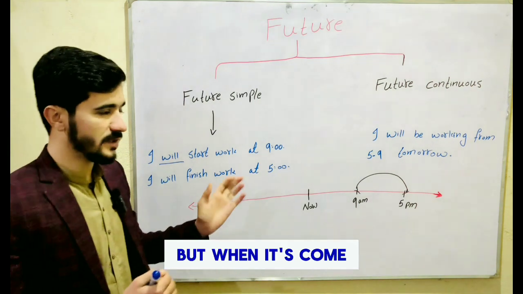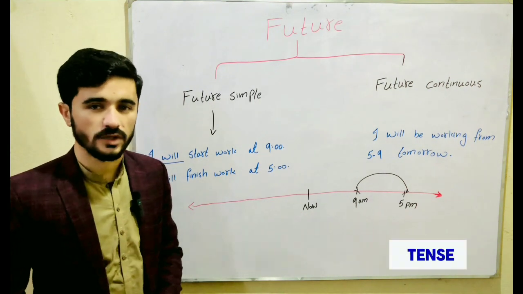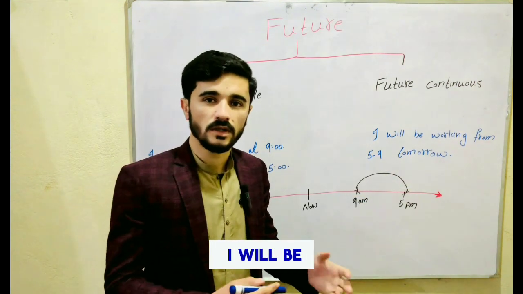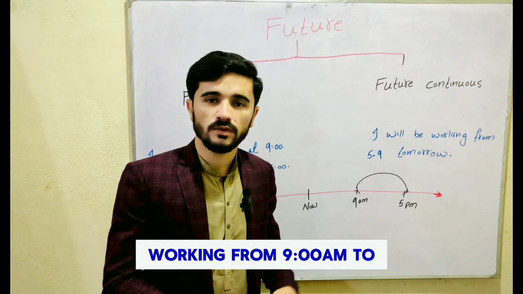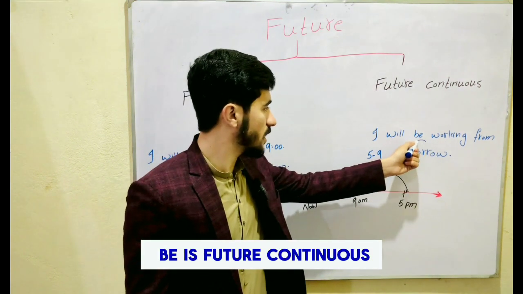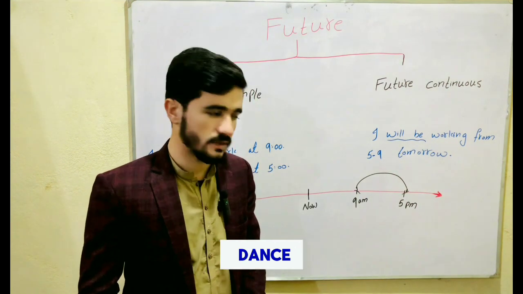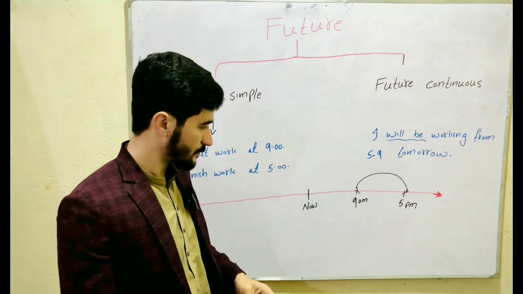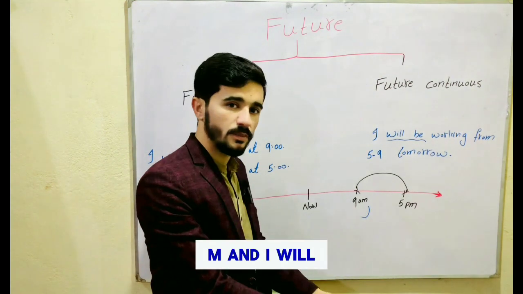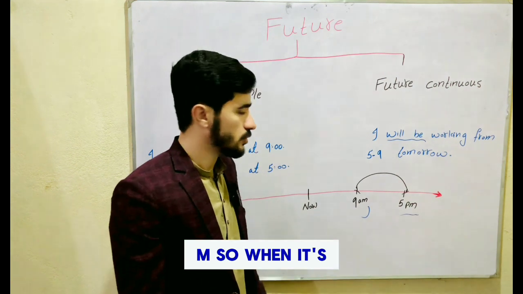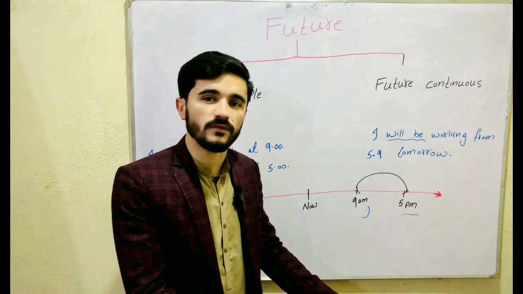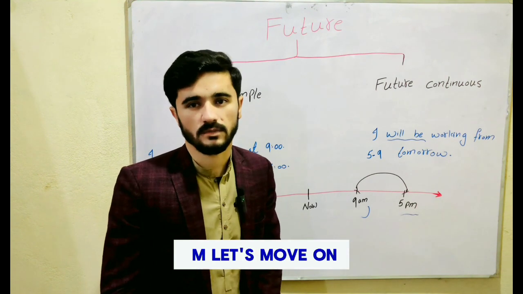But when it comes to the future continuous tense, how can we use it? We can say, "I will be working from 9 a.m. to 5 p.m. tomorrow." I will be working is future continuous tense. For example, "I will start work at 9 a.m. and I will finish work at 5 p.m." In future continuous, we can say that I will be working from 9 a.m. to 5 p.m.